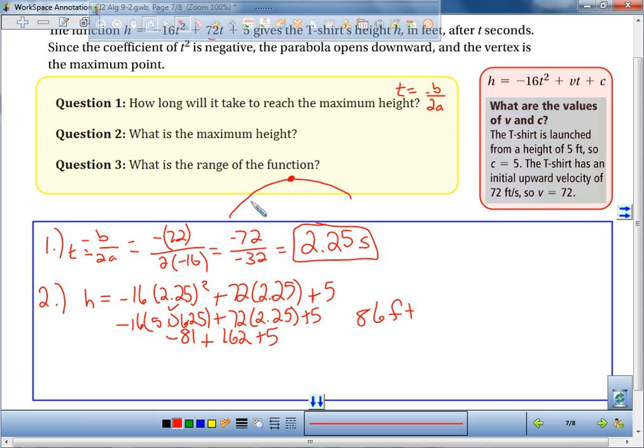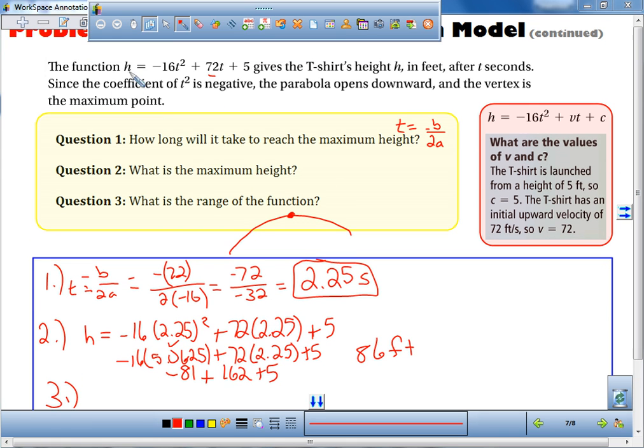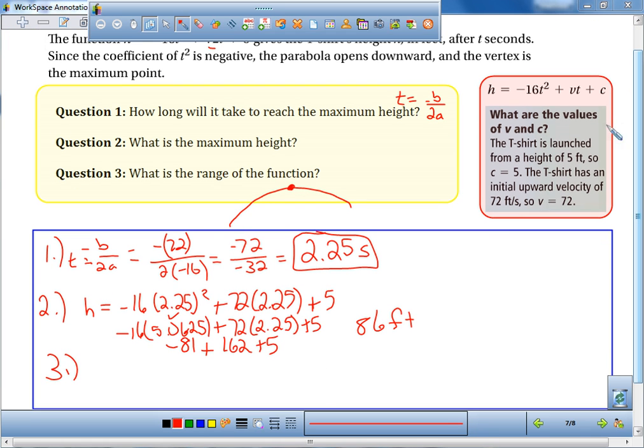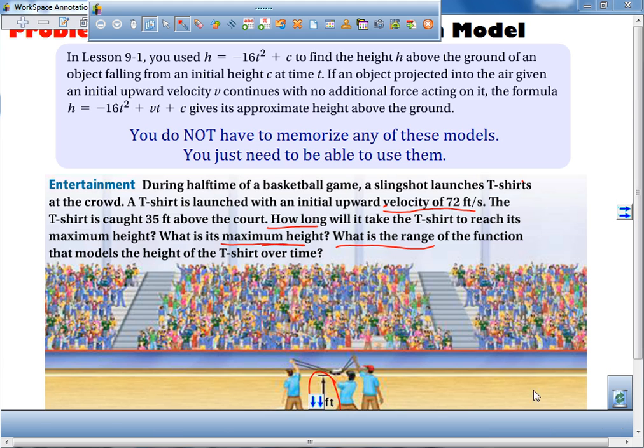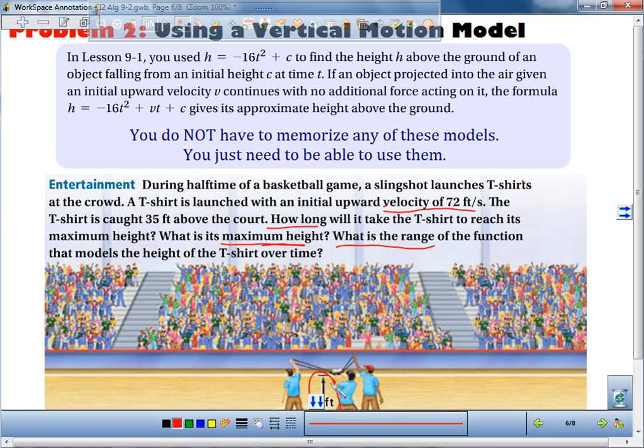And then to find the range, range means what are all the possible y values. Well, we want to find what is the minimum height of this T-shirt and what is the maximum height of the T-shirt. And h is taking the place of y in this problem. Okay, h takes the place of y. So what is the minimum height? Well, if you look at the problem, it starts at 5. It doesn't start from the ground. So 5 is the minimum.